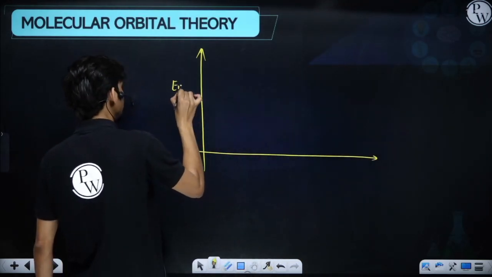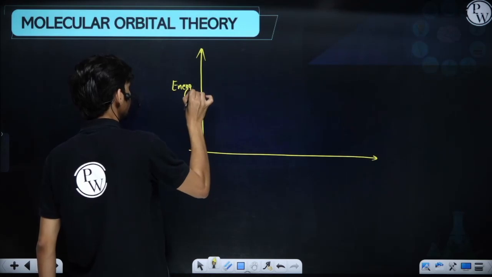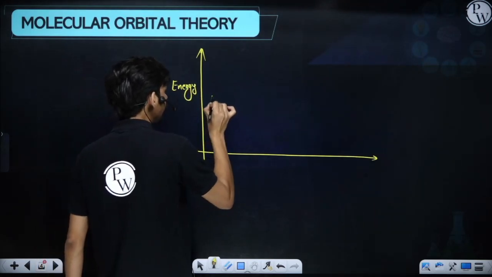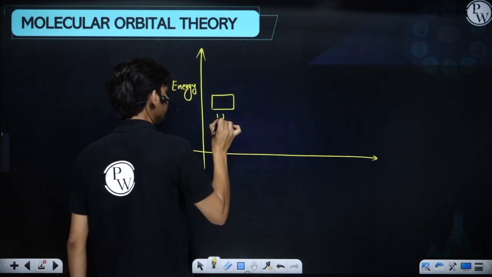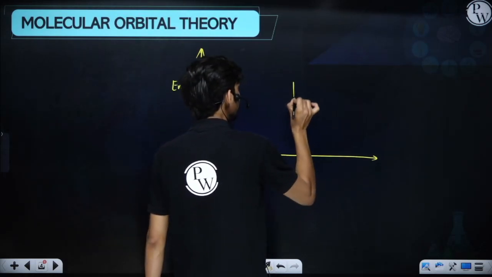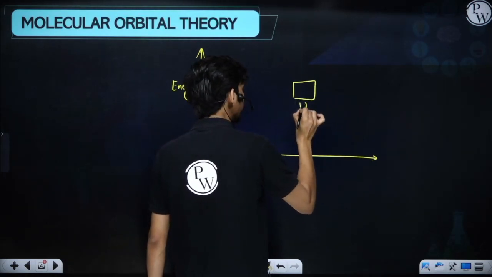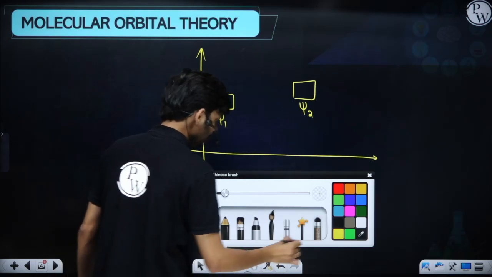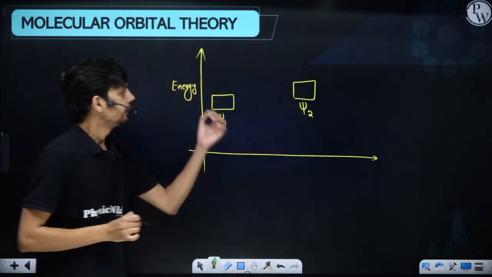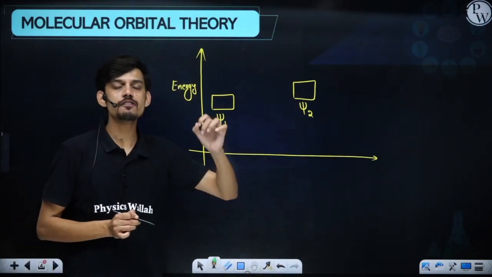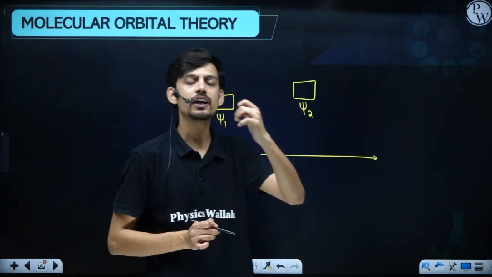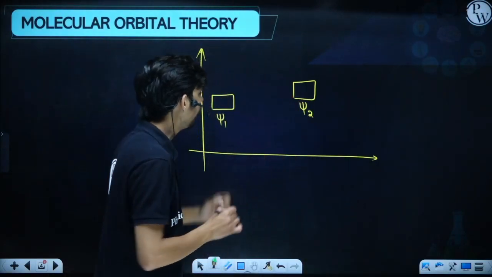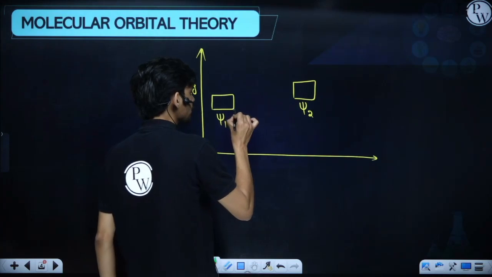Suppose this is our energy. This is our first atomic orbital, psi 1. Similar to this is our second atomic orbital, psi 2. And now they will combine together. So they will have two things. Either they will have attraction, positive sign, or they will have repulsion, negative sign.